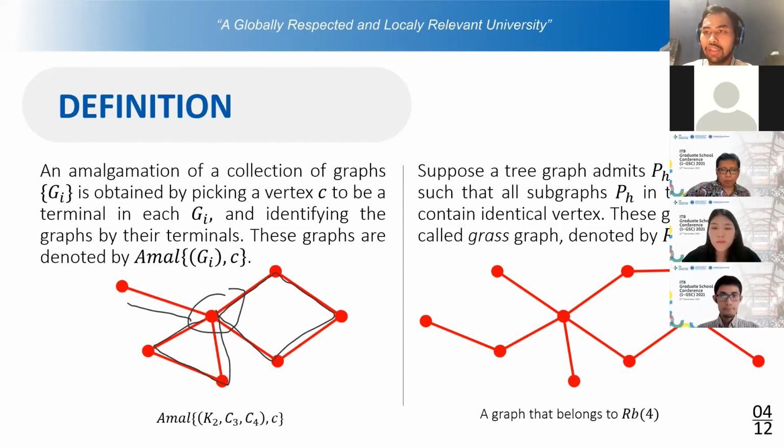Now, for the special case, suppose a tree graph admits a pH covering such that all the subgraphs pH in the graph contain an identical vertex. For example, in the right one, if we take a P4 subgraph in the graph, we can see that every subgraph will contain this vertex. So every subgraph contains an identical vertex, and we call this graph a grass graph. Okay, please next.